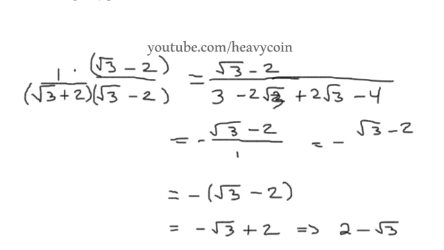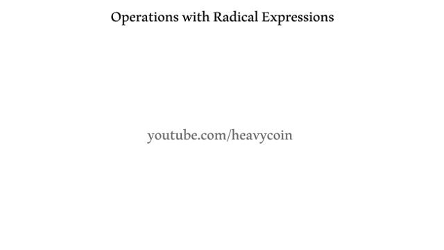So be careful about these negatives here. Let's work some more of those. I've got plenty of examples. Let's say we had the square root of x plus 5 over the square root of x minus 4.